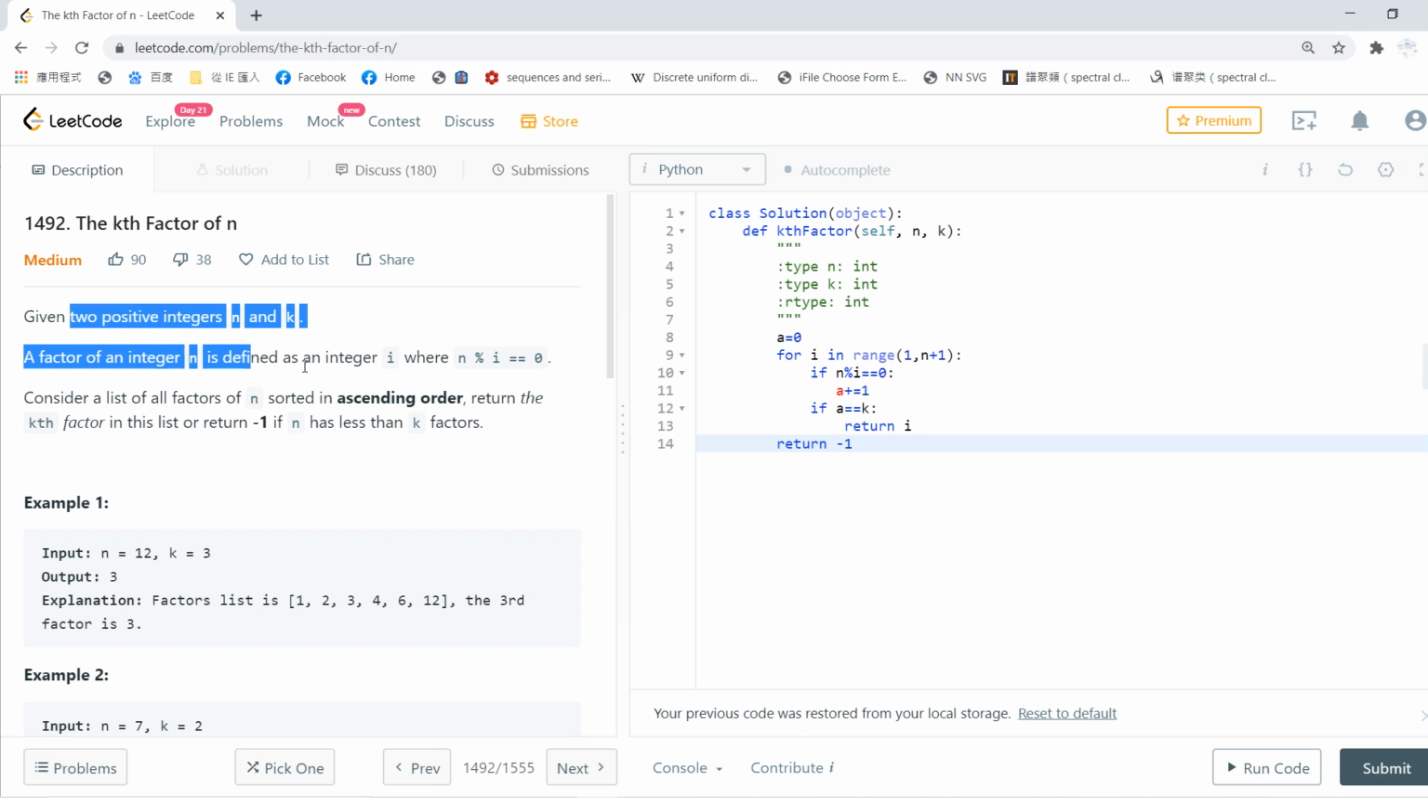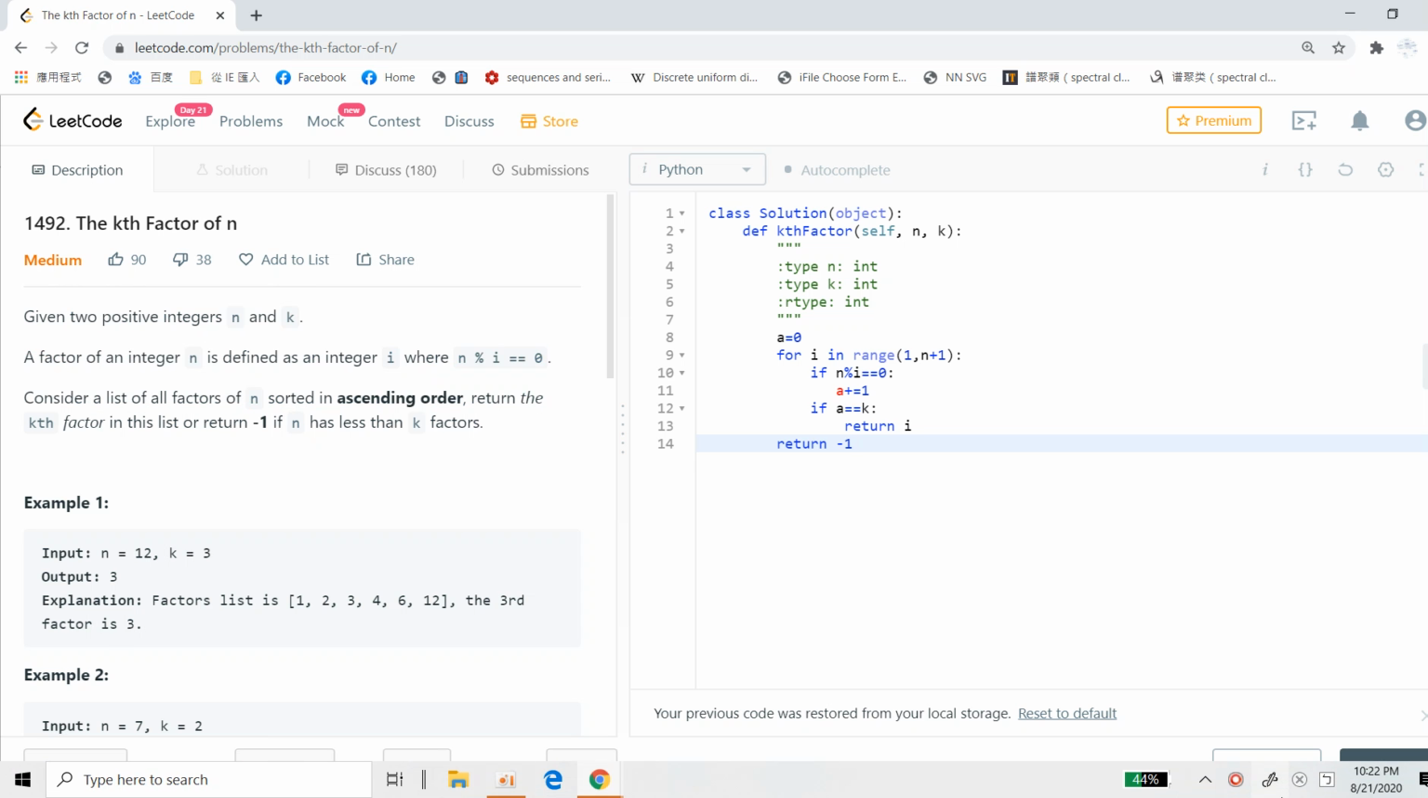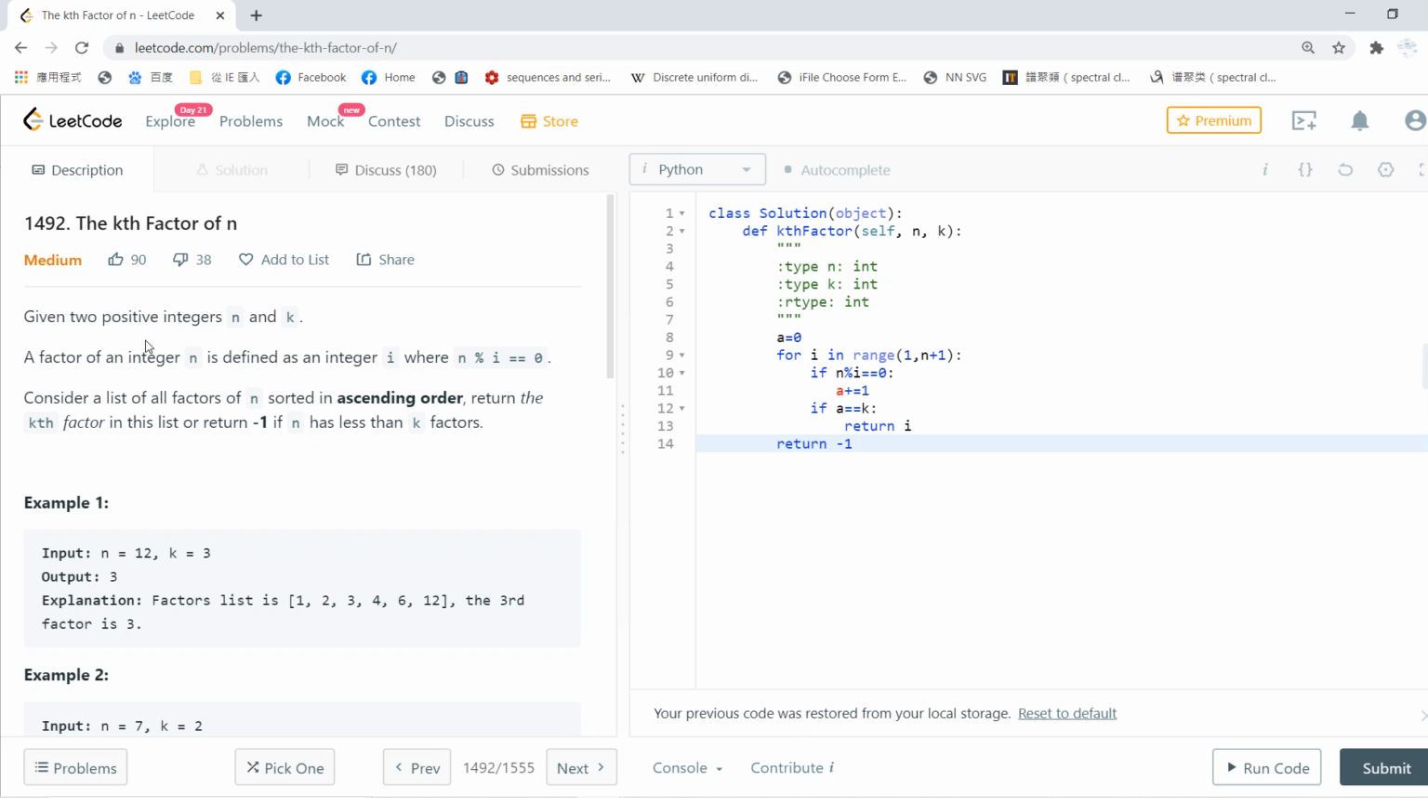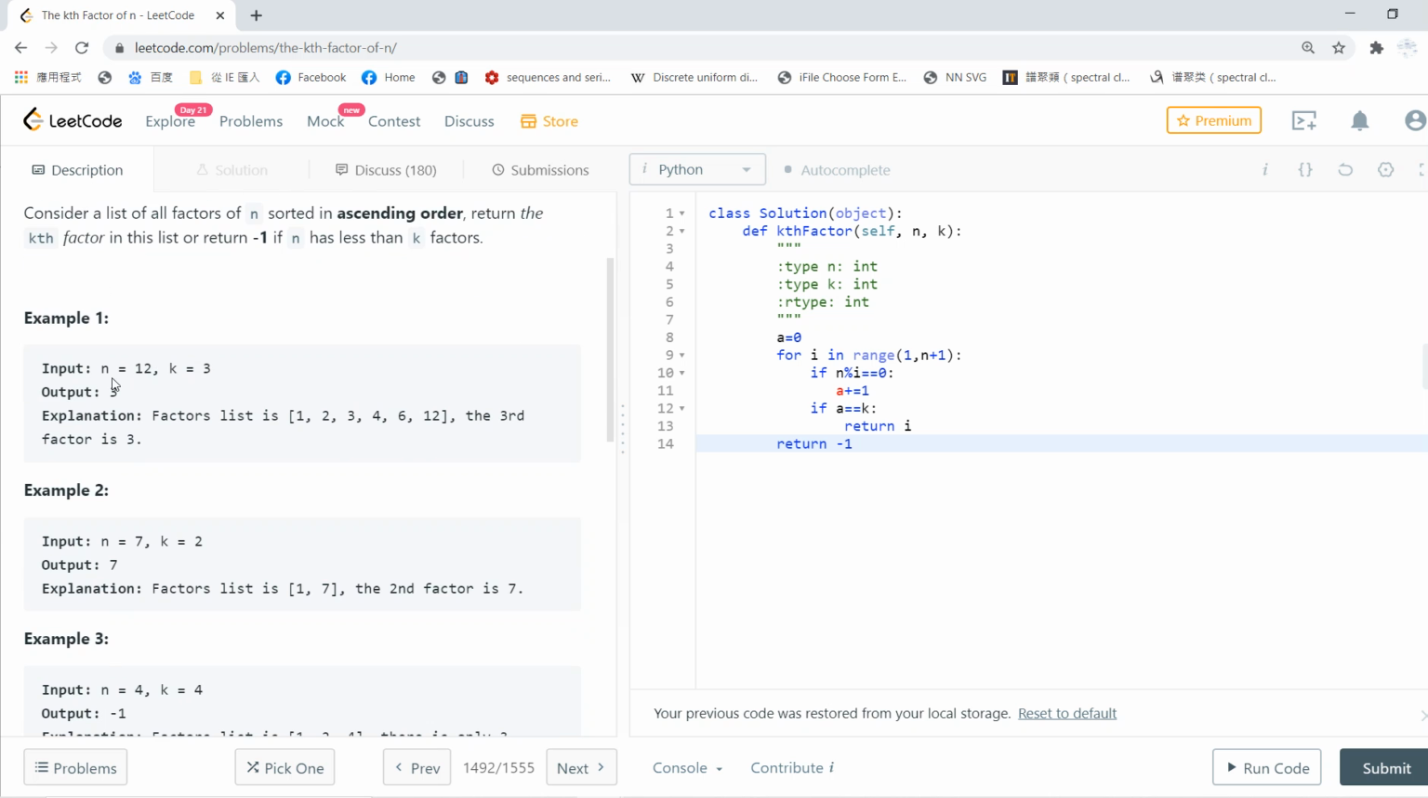Guys, so this problem is called the kth factor of n. So basically you can read the question. Somebody gives you n and k, and you need to find the kth divisor, or kth factor. Suppose n equals 12, then these are all the divisors, and I pick the third. And so to write it is very simple.